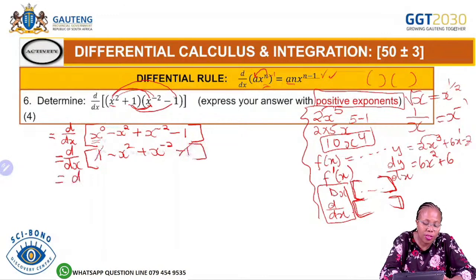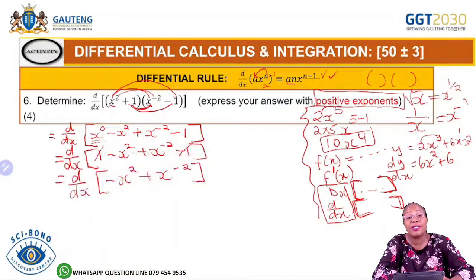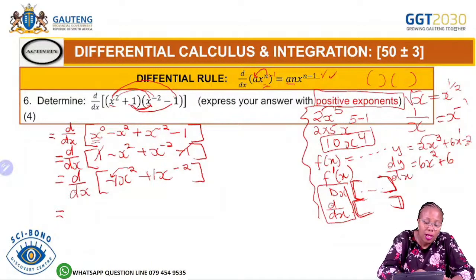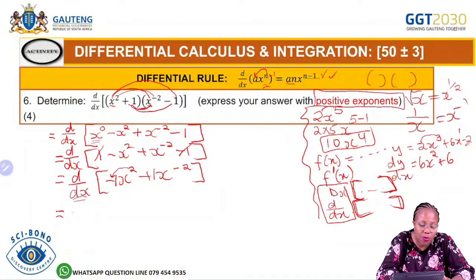Then we are left with d over dx into the bracket minus x squared plus x to the power minus 2. That is the simplified bracket now. It's only then that you can start deriving. Remember, the rule says that you take the exponent, multiply by the coefficient. If there is no number here, you must know it's always a 1, grade 12. You know that one. So since we are deriving now, this d dx will disappear. We will not write it here. That is the correct notation.